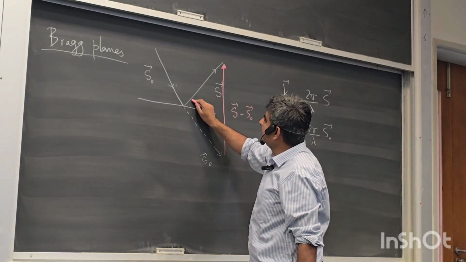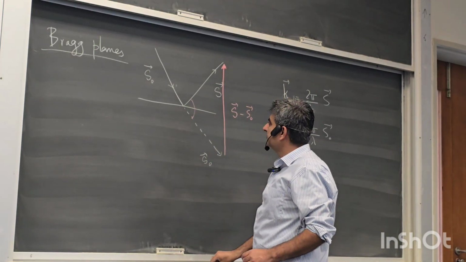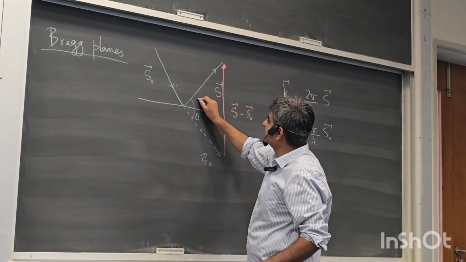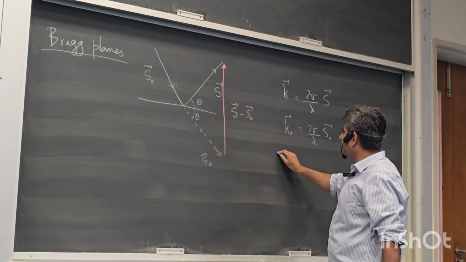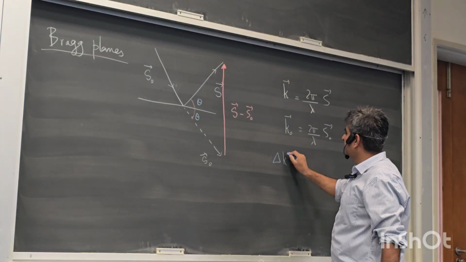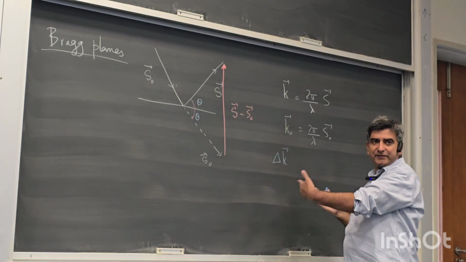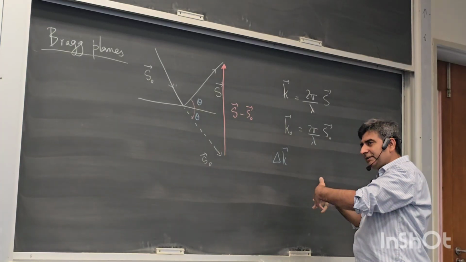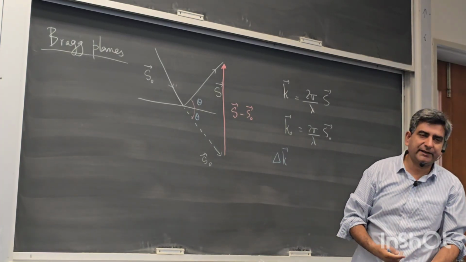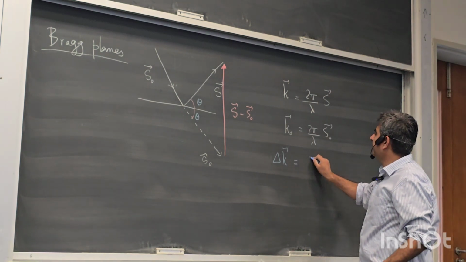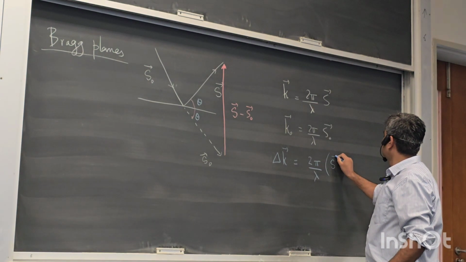I know that the angle of deviation is 2 theta. So this is 2 theta, so this is theta, this is theta. So the delta k, and don't confuse this delta k with the spacing there, this is the change in the momentum, which is only due to the change in the direction of the X-rays, and is 2 pi over lambda S minus S naught.